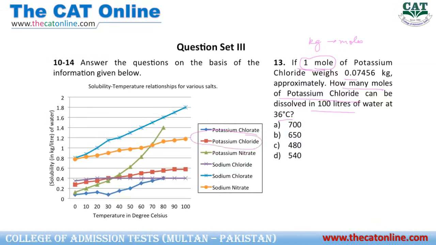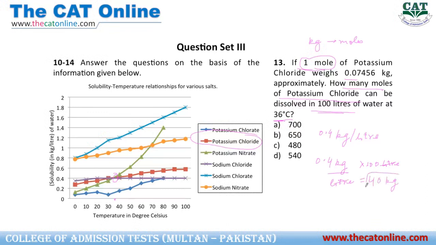So this is potassium chloride, represented by this red line. We want it at 36 degrees Celsius. So at 36 degrees Celsius is somewhere here. So I get this data point here, which is nearly 0.4. So the solubility at 36 degrees Celsius is 0.4 kgs per liter. Now I have 100 liters of water. So how many kgs of potassium chloride can be dissolved? It is 0.4 kg per liter multiplied by 100 liters. Again, these liter units cancel in the numerator and denominator. So this gives me 40 kgs.